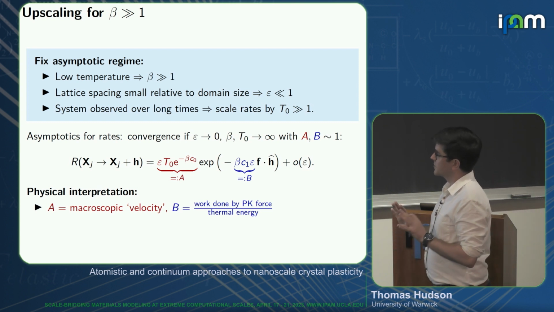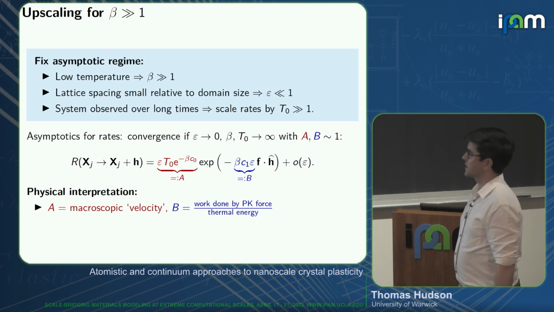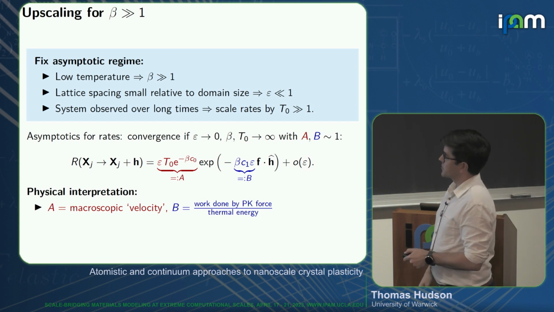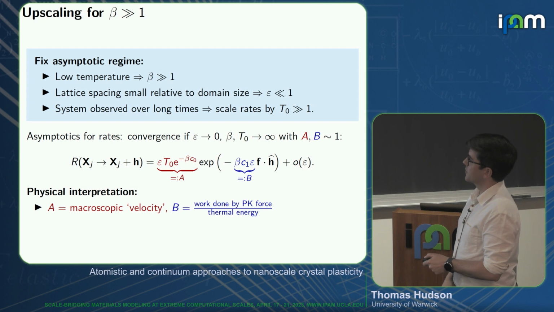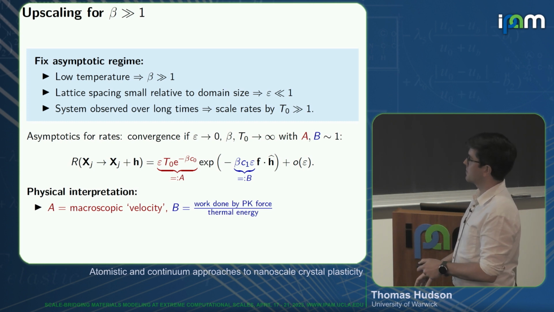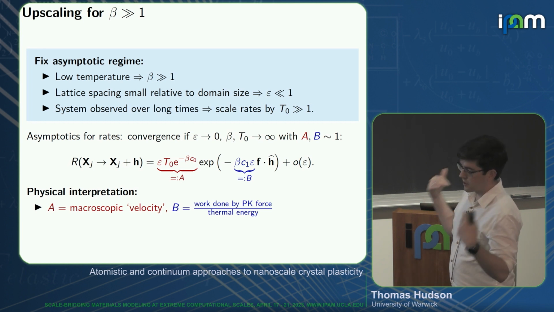But let me now give you some idea of how you can use this in the case that I've just talked about. We're going to focus on the low temperature regime. We're going to focus on the regime where the lattice spacing is small relative to the domain size and the spacing between the dislocations. So that's what epsilon is. So epsilon is small, beta is large.